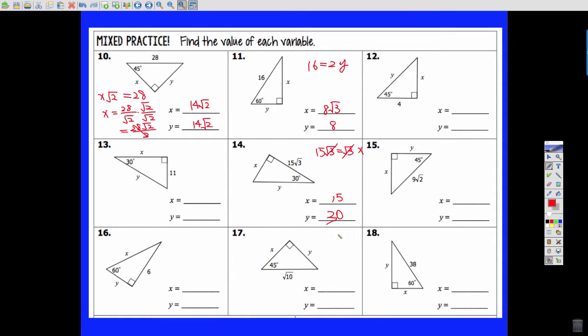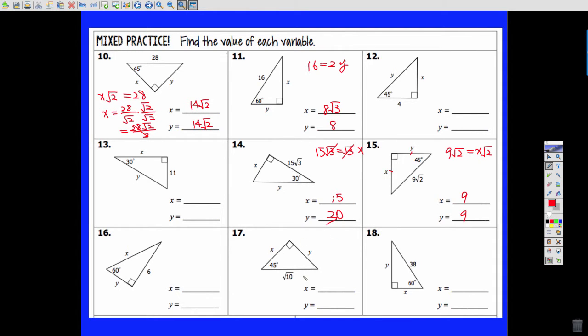Number 17. Let's do number 15. It's a 45-45 triangle, and I don't know my leg, but I know my hypotenuse is 9 root 2. My hypotenuse is also whatever my leg is times root 2. The root 2 cancels, and x and y both are 9.